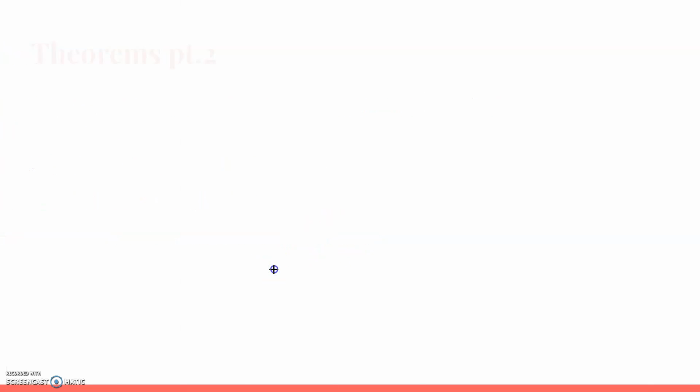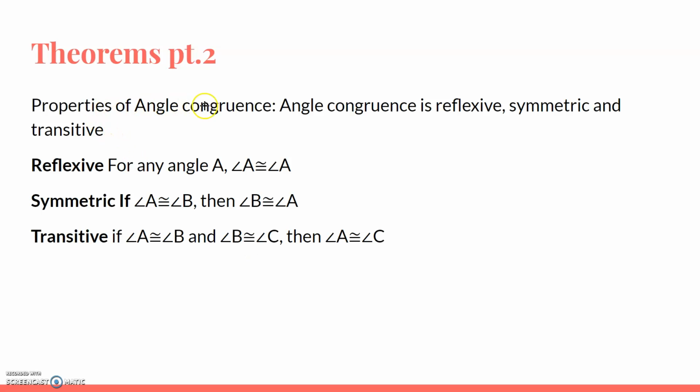The next set of theorems that we're going to be learning about is the angle congruences. And this is the same thing: reflexive, symmetric, and transitive. Reflexive: for any angle A, angle A is congruent to angle A. Symmetric: if angle A is congruent to angle B, then angle B is congruent to angle A. Transitive: if angle A is congruent to angle B and angle B is congruent to angle C, then angle A is congruent to angle C. These all follow the same pattern, so this is going to be the same for even more that we learn.